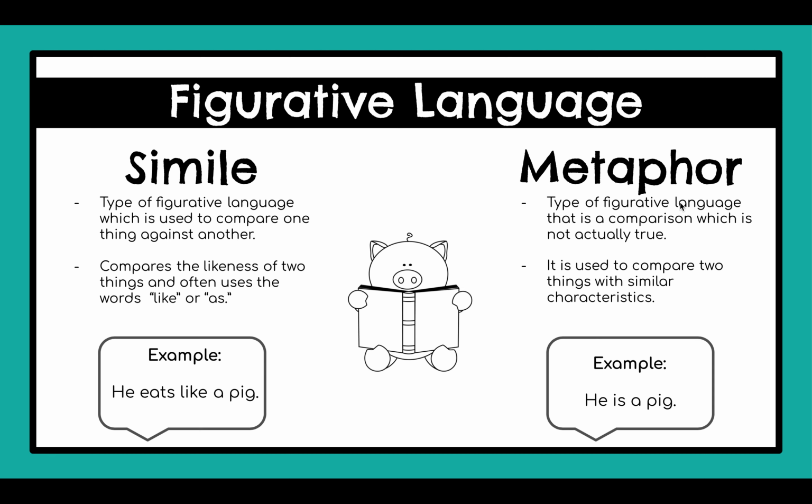A metaphor is a type of figurative language that is a comparison which is not actually true. It is used to compare two things with similar characteristics. For example, he is a pig. I am comparing him to a pig, but I am not using the words like or as. However, I am saying that him and the pig do share some characteristics that are similar.